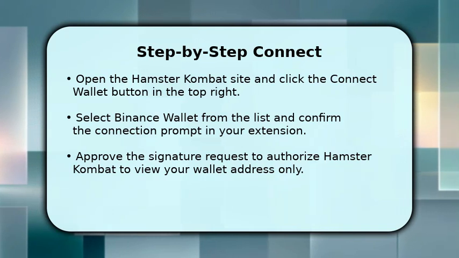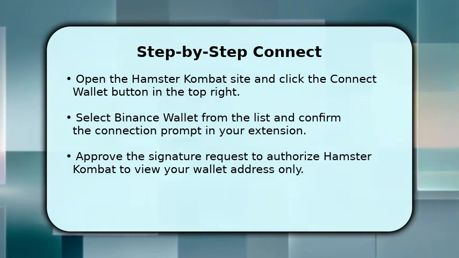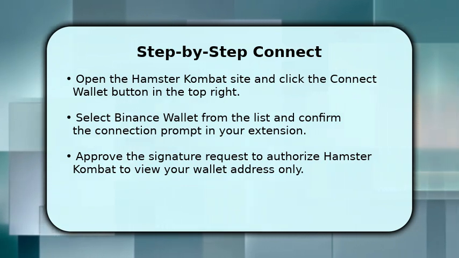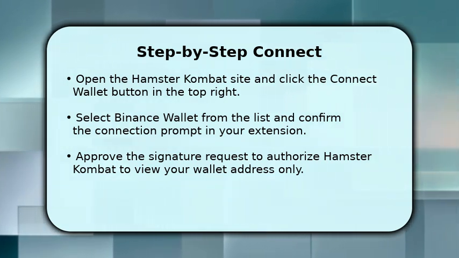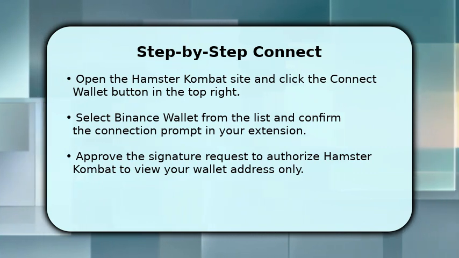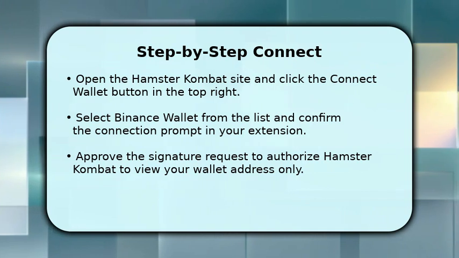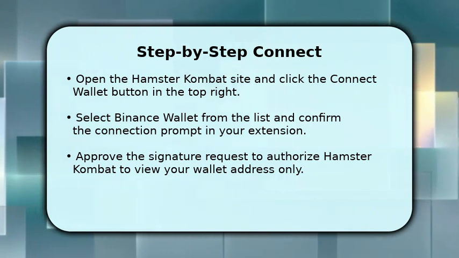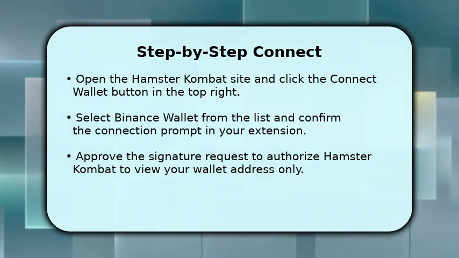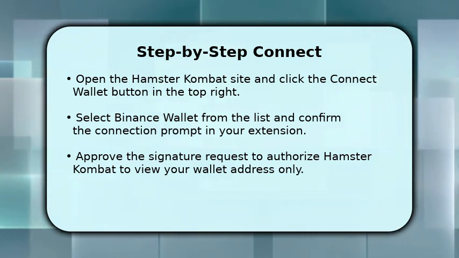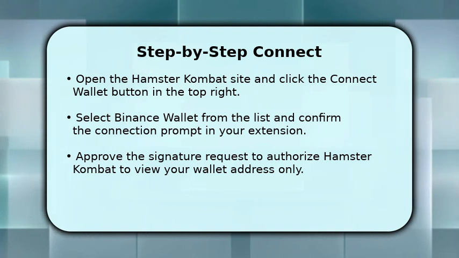Start by navigating to the Hamster Kombat dashboard and clicking Connect Wallet in the top right corner. Choose Binance Wallet from the available options, and the extension will pop up a connection request. Carefully review the permissions and confirm you only allow viewing of your address and network. Next, sign the lightweight signature request to authenticate your session without sharing private keys. You will be connected and ready to interact with the game features.